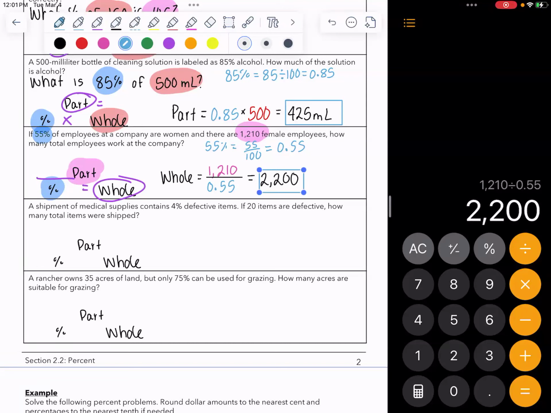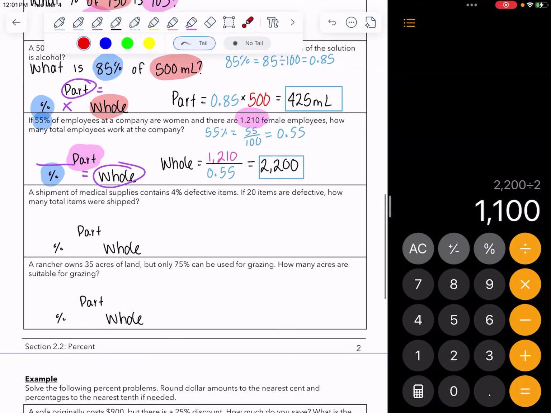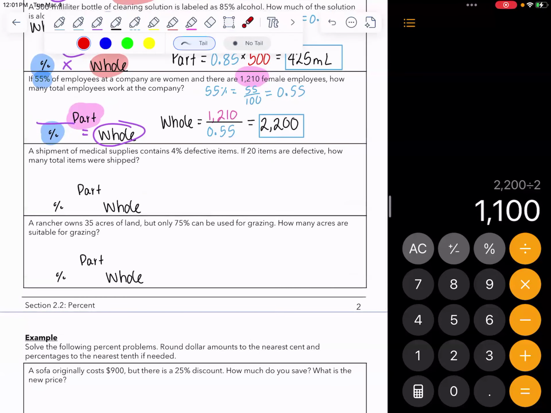And you ask yourself, does that make sense? Does it make sense that this is how many total employees there are? Well, yeah, it's around half, right? A little more than half of the employees are female. And if you take this number and divide it in half, it's 1,100. So this is a little bit more than half. So it works out.